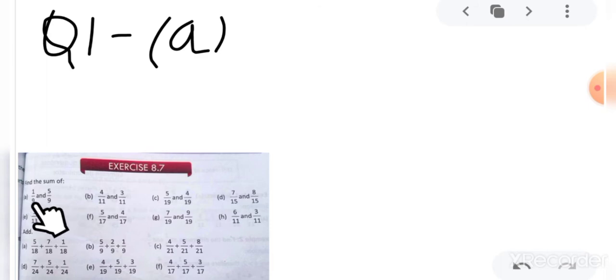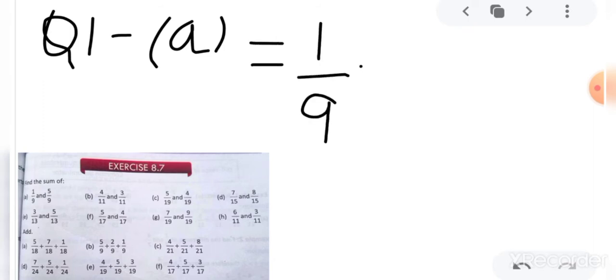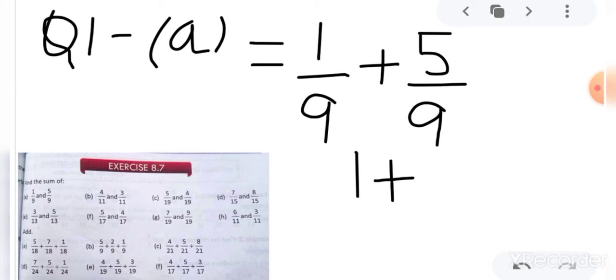So how will we add this 1 by 9 and 5 by 9? Firstly, we will write 1 by 9 first, then we will put the addition sign in place of 'and'. Then we will write 5 by 9. Now our first step is to add the numerators first. So here 1 and 5 are the numerators, so we will add 1 plus 5.